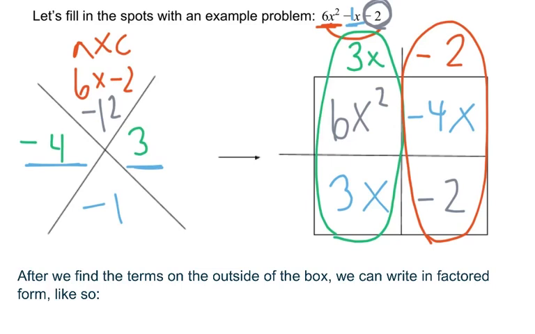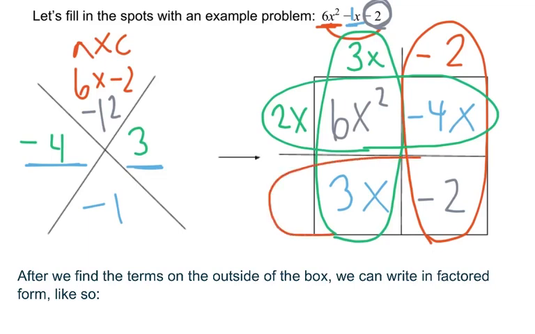horizontally, and we look at 6x squared and negative 4x. What's the largest number they both have in common? Well, 2 goes into both of those, and they also both have an x. Okay? And then lastly, we look at 3x and negative 2. Well, the biggest number that goes into both of those is actually going to be just a 1. Okay? And then at this point, we're done.